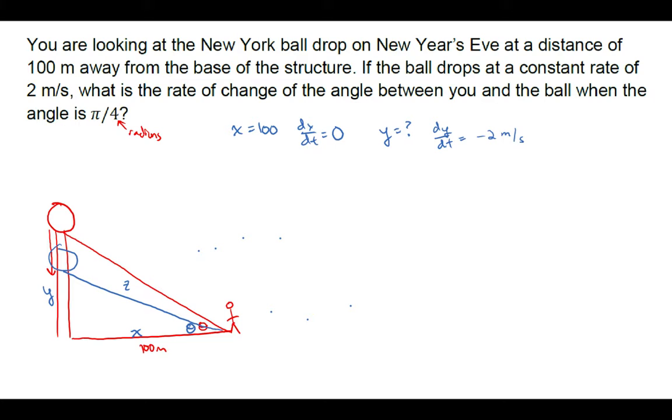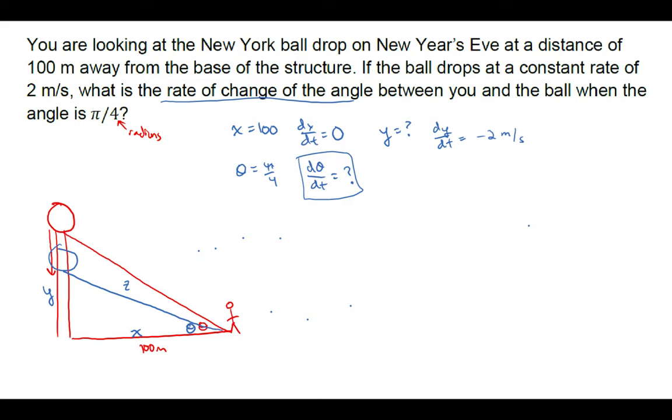So we do know theta is pi over 4. And we're asked, what is the rate of change of the angle? So whenever you see rate of change, think derivative. In other words, d over dt in this case. So we're going to call this variable d theta dt. That's what we want to figure out. How do we figure that out?